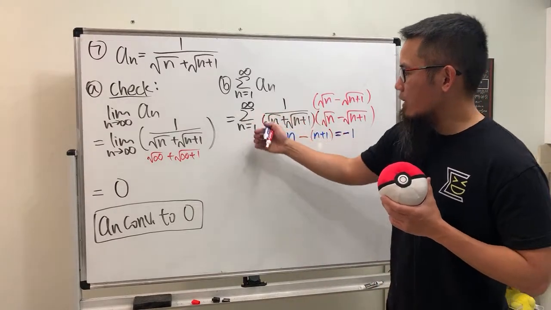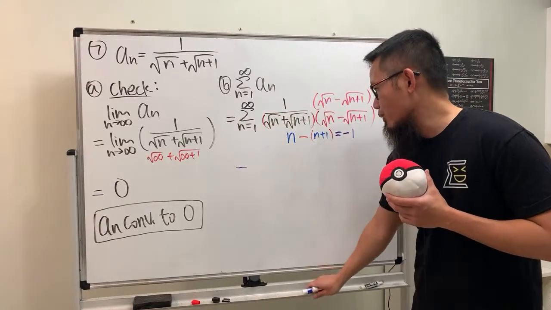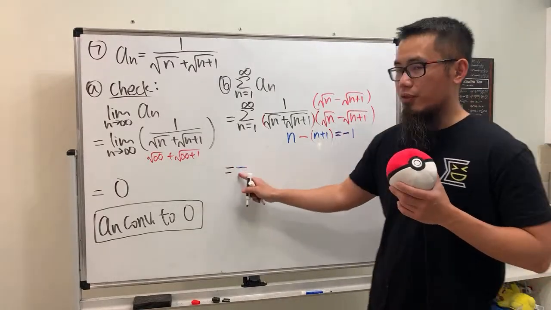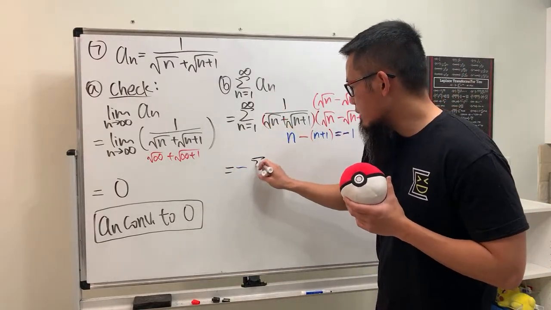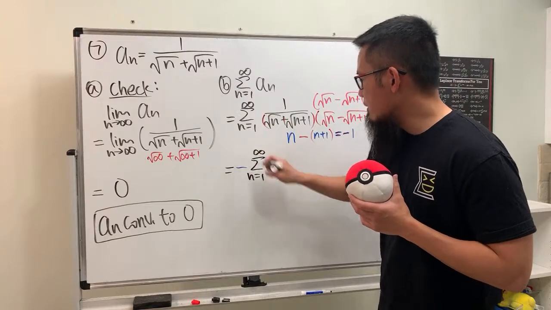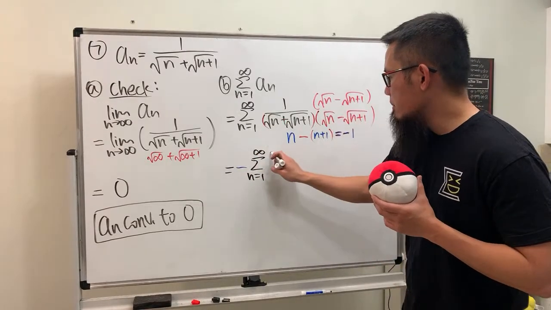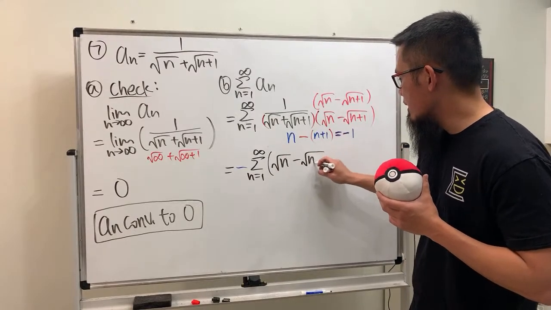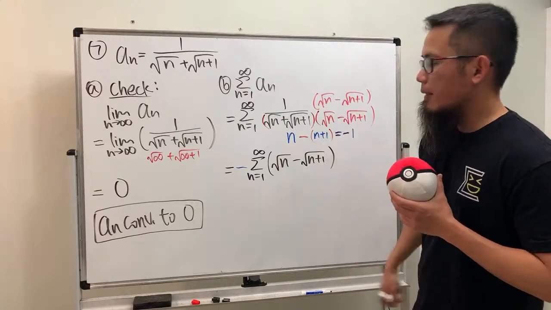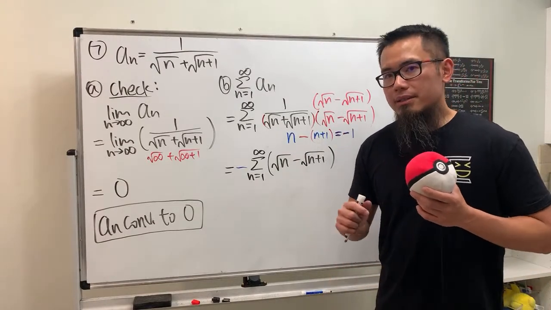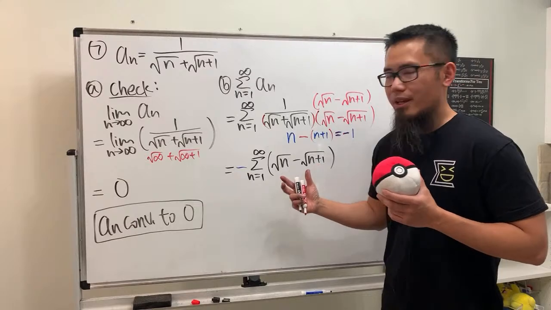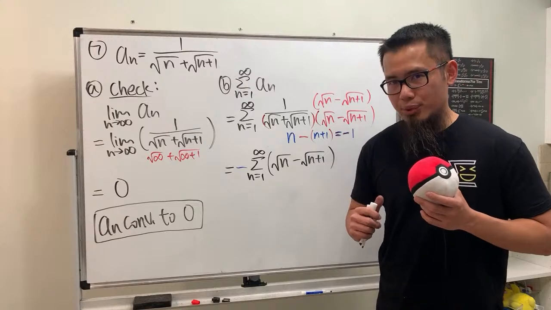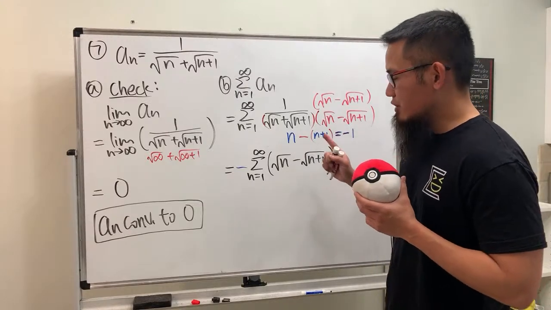Let me put the negative 1 in the front of the summation. So I just want to make it slightly more clear for you guys. Negative 1 in the front already. And then we have the series as n goes from 1 to infinity, and we have just this, namely the square root of n minus square root of n plus 1. This is the reason why I did it this way, because you can see that this right here is a telescoping series.